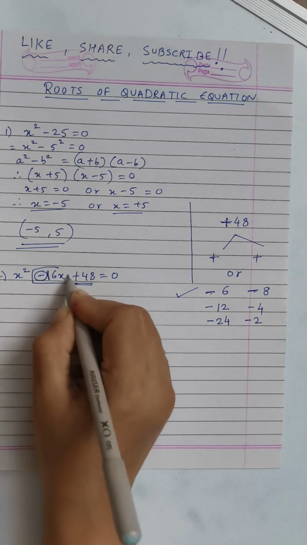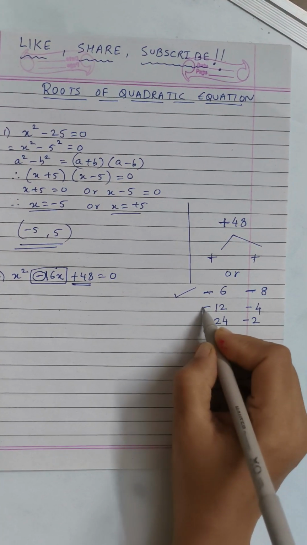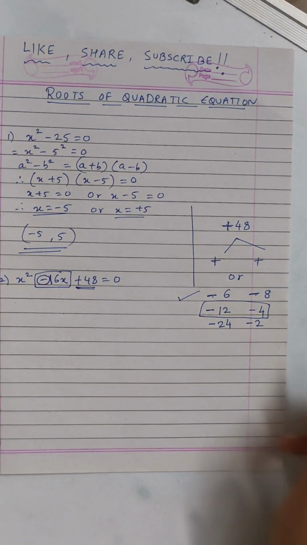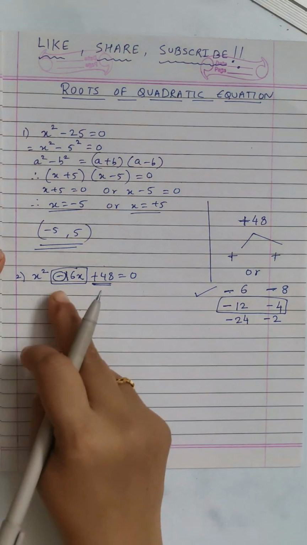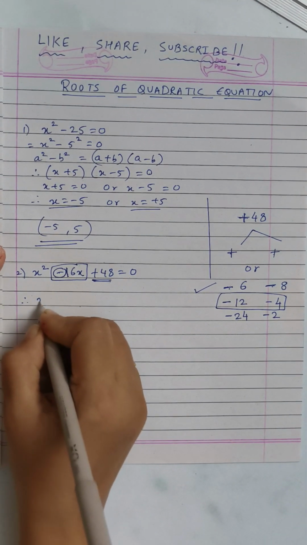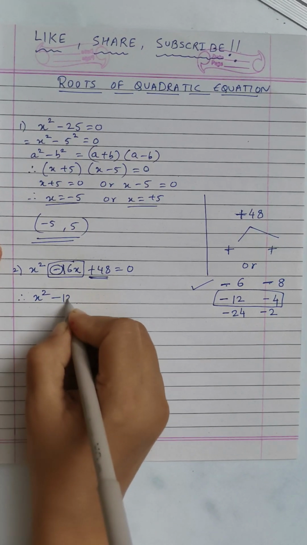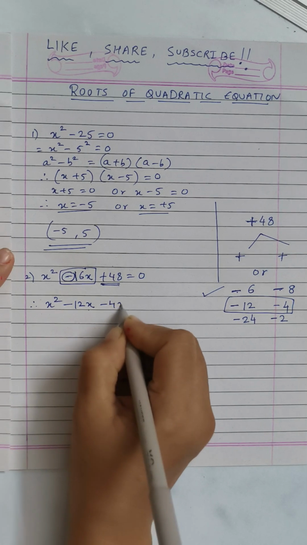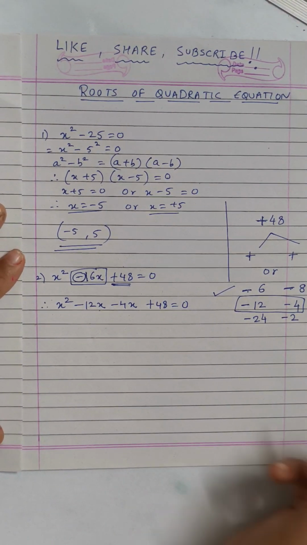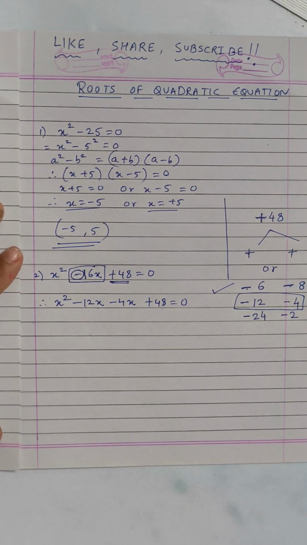Now the middle term here is minus 16x. So to get minus 16, I have to consider minus 12 and minus 4. Minus 12 minus 4 will give me minus 16. So now let us come back to the equation. x square, instead of minus 16x, I will write minus 12x minus 4x plus 48 is equal to 0. So 16x I have written as minus 12x and minus 4x.